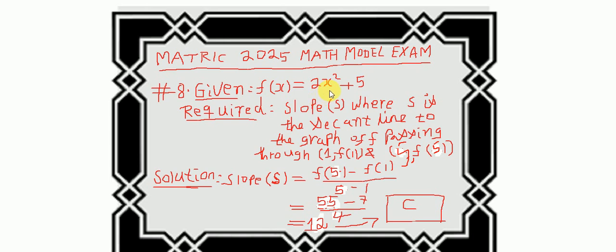f of 5 means we put 5 in place of x and we evaluate this function. 2 times 5 squared: 5 squared is 25, times 2 is 50, plus 5 is 55. f of 1, when we put in 1, comes to 7. 55 minus 7 is 48, divided by 4 is 12. So the answer is C.